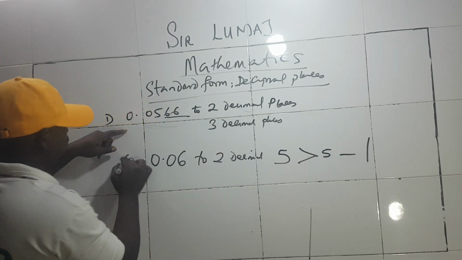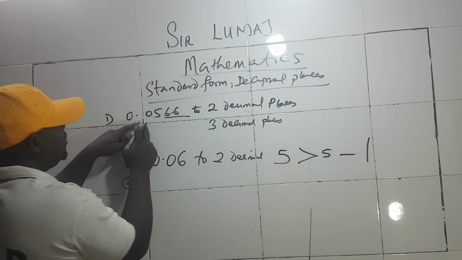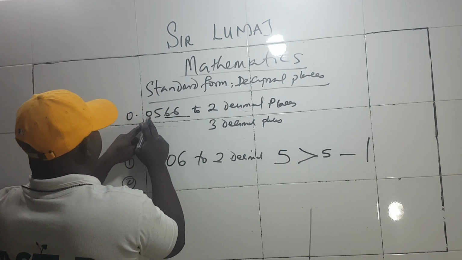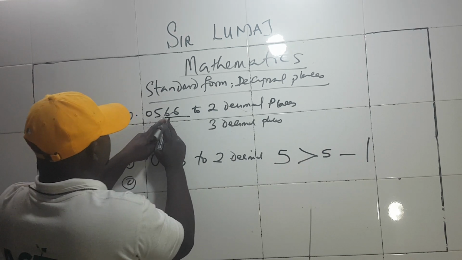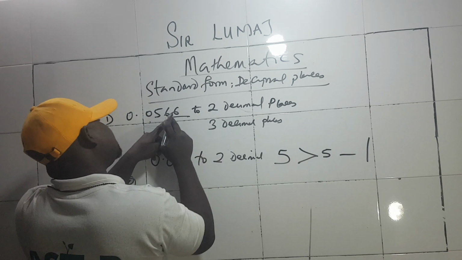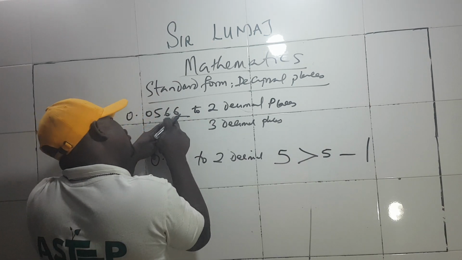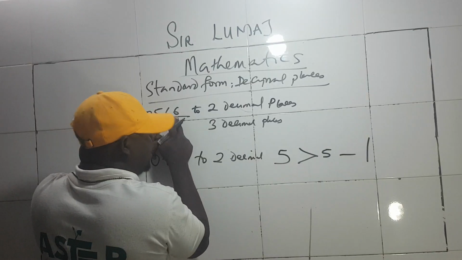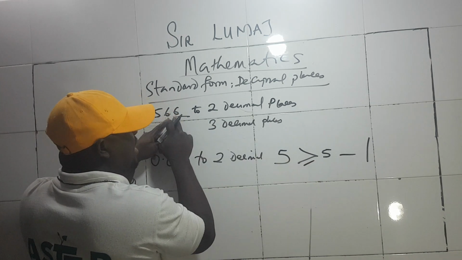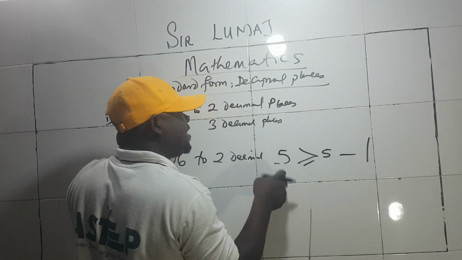The second question, to three decimal places. It means that you're going to count 3 digits after the decimal point. So if you count, we have 1, 2, 3. And after these 3 digits, we still have another number, which is 6. Don't forget the rule. The rule says that the number that you want to approximate must be equal to or greater than 5.